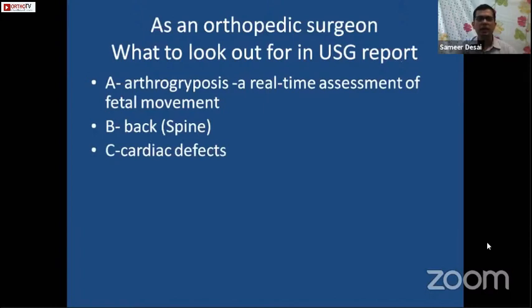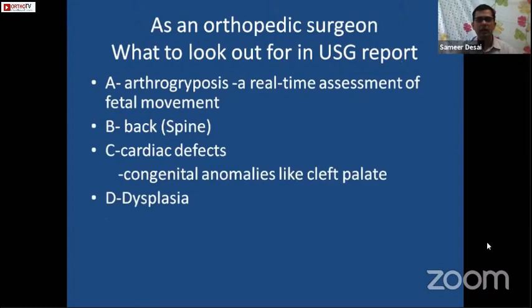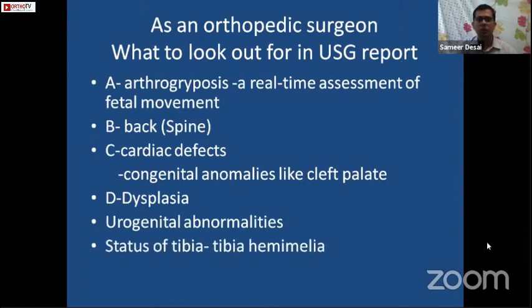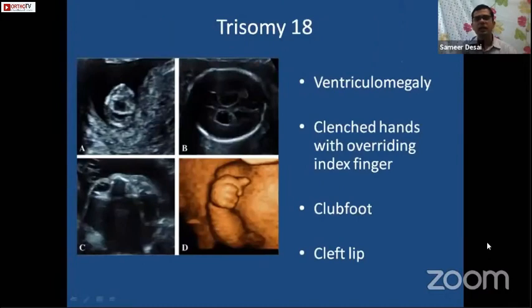whether there are any cardiac defects or other congenital anomalies like cleft palate, whether any dysplasias have been mentioned on the sonography report, whether there are urogenital abnormalities, or also some intelligent sonologists will also mention the status of the tibia, or tibial hemimelia. So this is a child who had trisomy 18 and which was easily diagnosed on ultrasound.